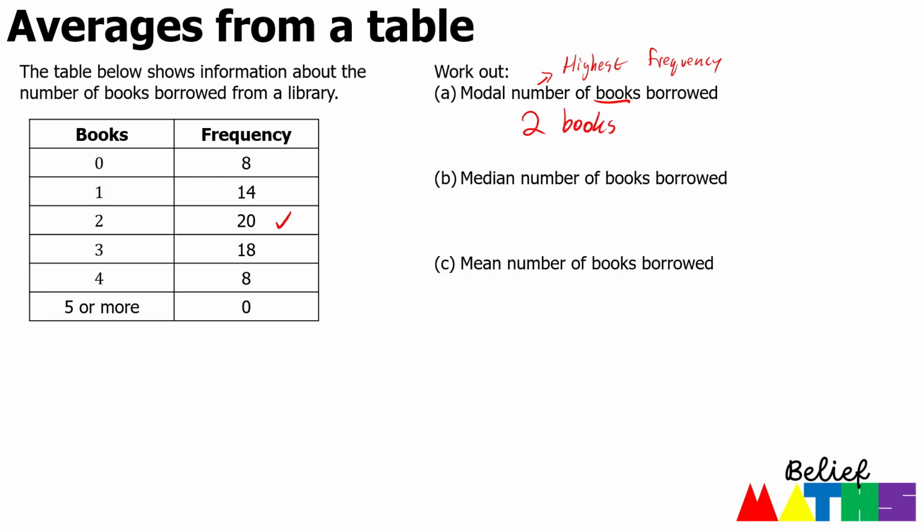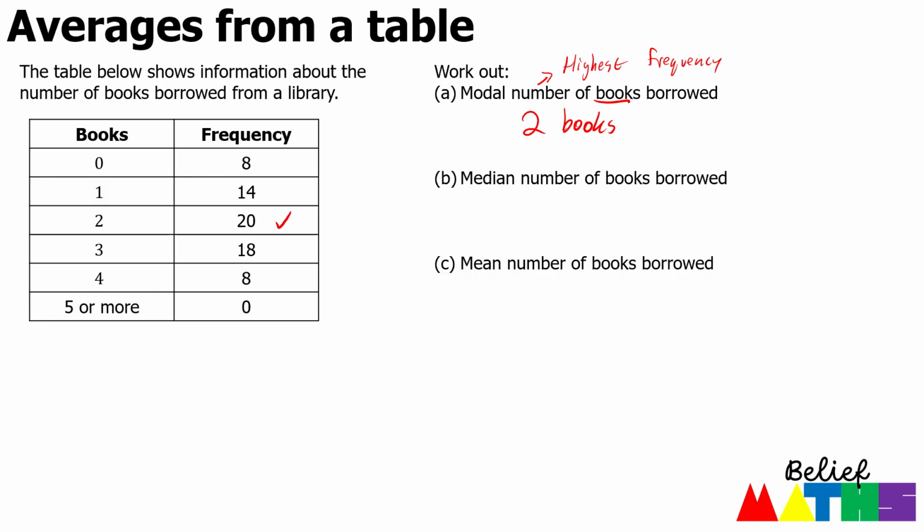It happened 20 times, because this table means that 0 books were borrowed 8 times, 1 book was borrowed 14 times, 2 books were borrowed 20 times, 3 books were borrowed 18 times, 4 books were borrowed 8 times, and then 5 or more books were never borrowed. It then asks you to look at the median number of books.